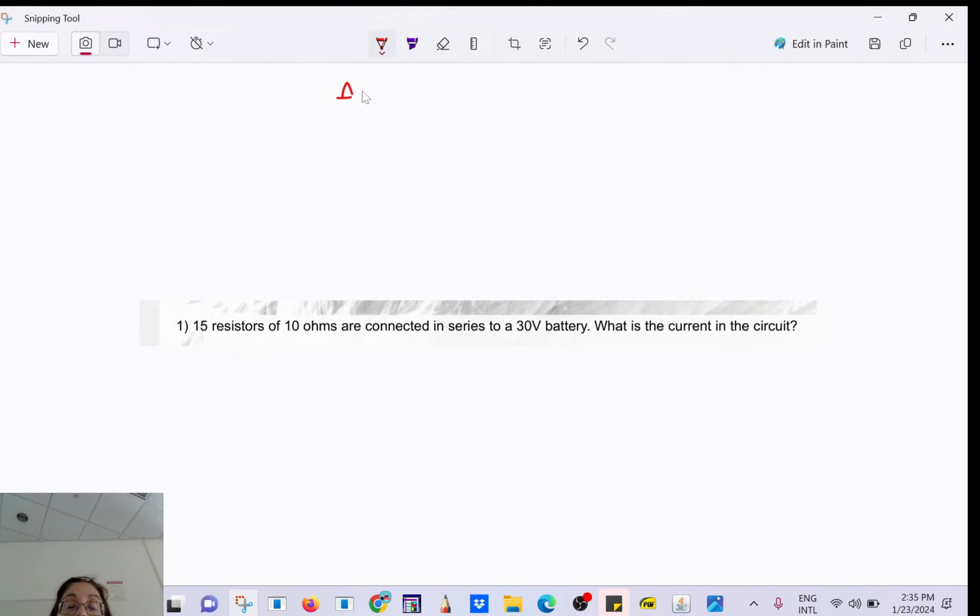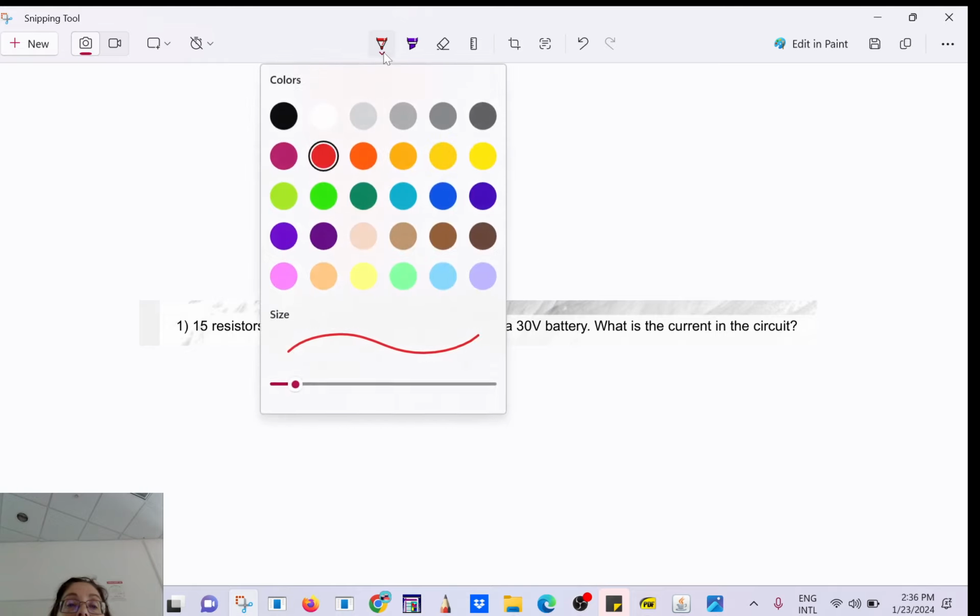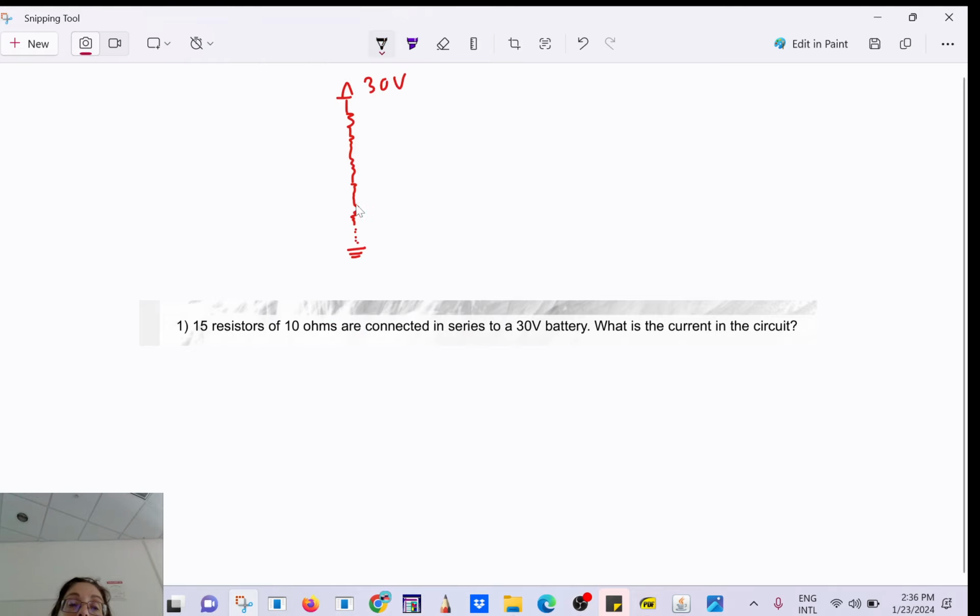So I can make the drawing. You have 30 volt, and then you have a 10 ohm, and then a 10 ohm, and then a 10 ohm, boom, boom, boom. So the equivalent resistance will be 10 plus 10 plus 10 plus 10, 15 times. So that's going to be 150 ohm. So far, so good?